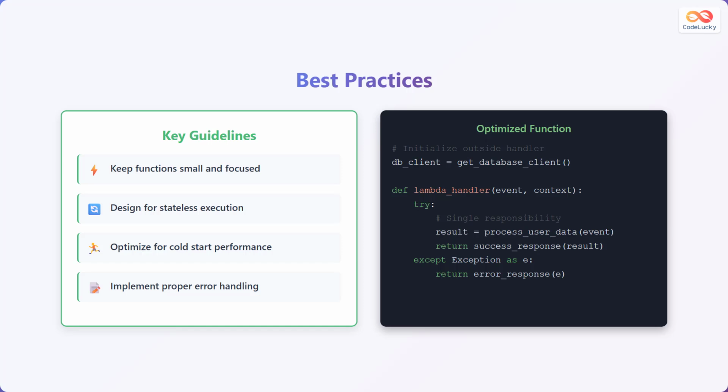Let's explore some best practices for building serverless applications. A key guideline is to keep functions small and focused, adhering to the single responsibility principle. Design for stateless execution, ensuring each function invocation is independent. Optimize for cold start performance to minimize latency. And implement proper error handling to ensure application reliability. Looking at the optimized function example, we initialize a database client outside the handler to reduce cold start time. The Lambda handler then processes user data, handles success and error responses.